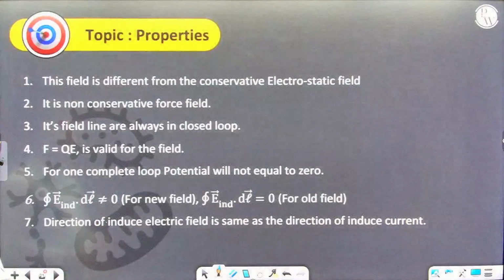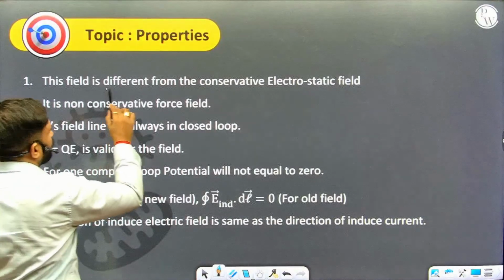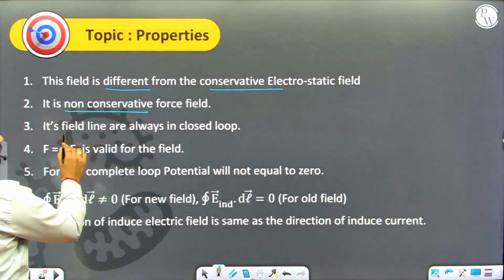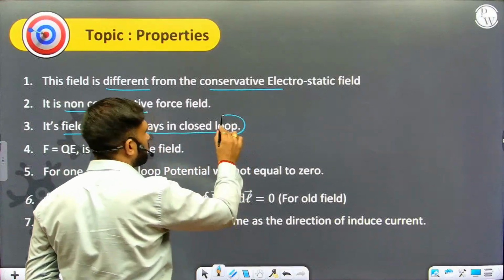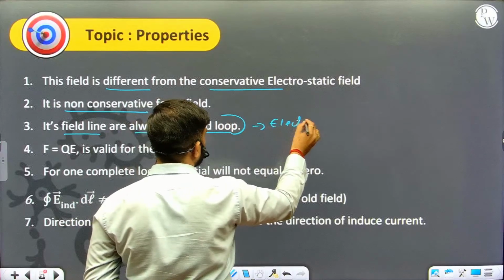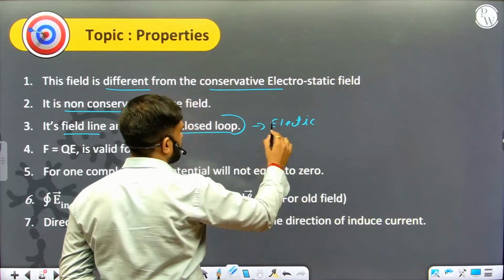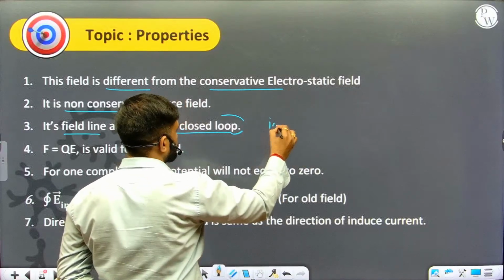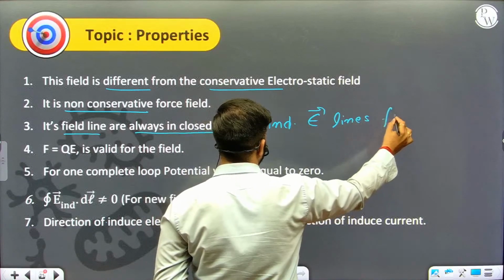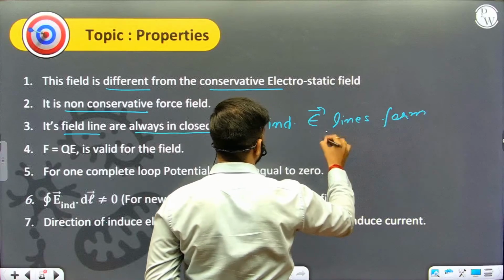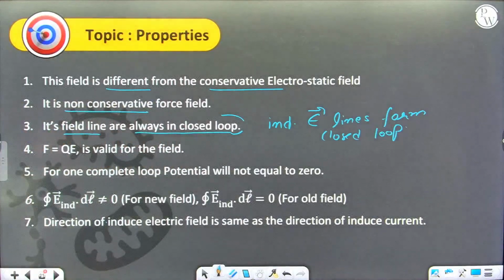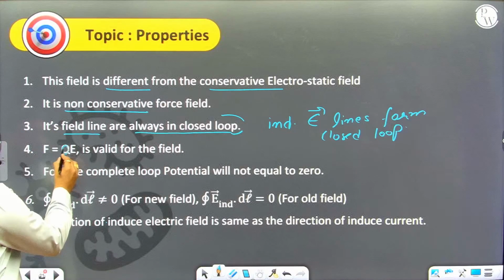Achha, some points let's discuss. First of all, this field is different from electrostatic field, correct? This is a non-conservative field. The field lines are always forming closed loops, which never happened in the electrostatic case. So induced electric field lines form closed loops. Okay, I'll write it here. Induced electric field lines form closed loops. Very important point. Closed loop. Okay. Force is equal to charge into electric field.